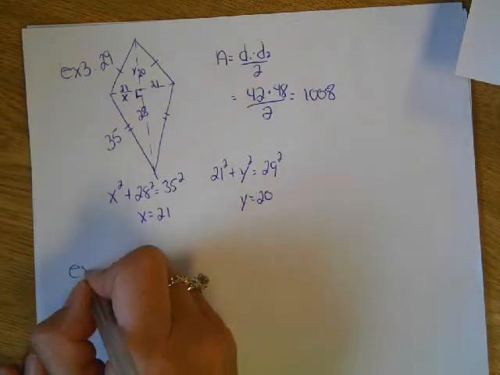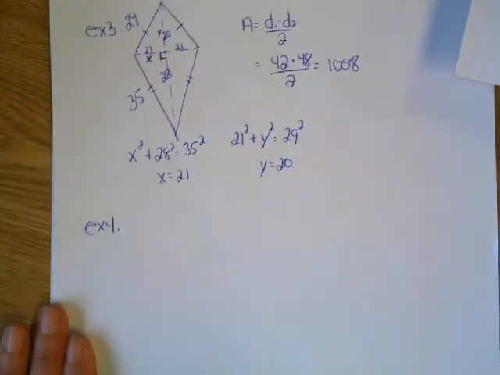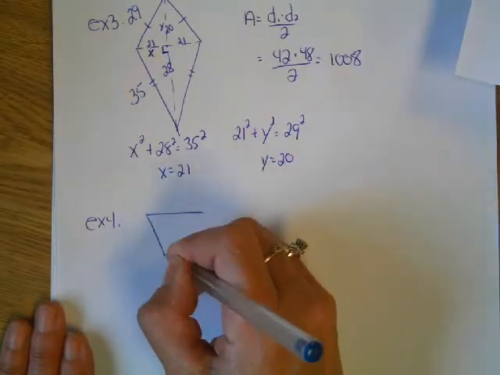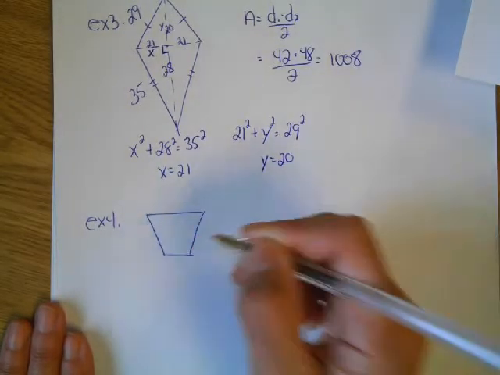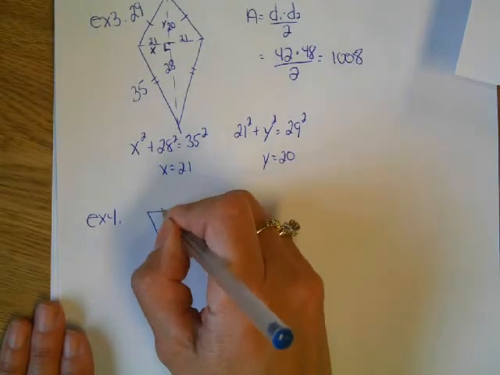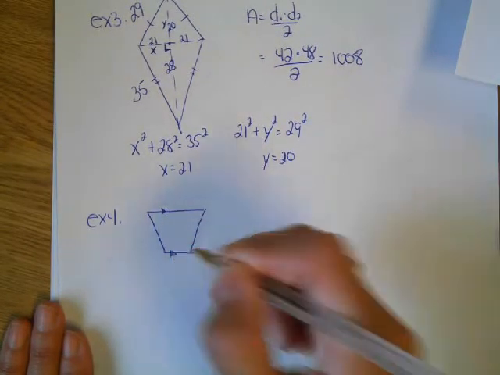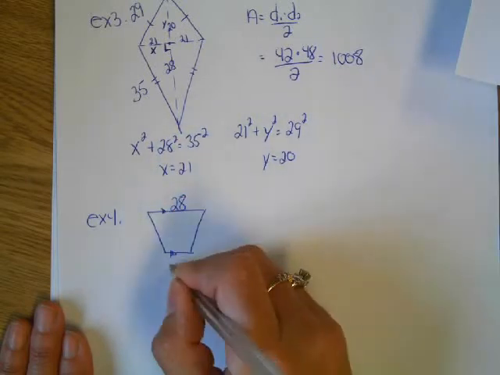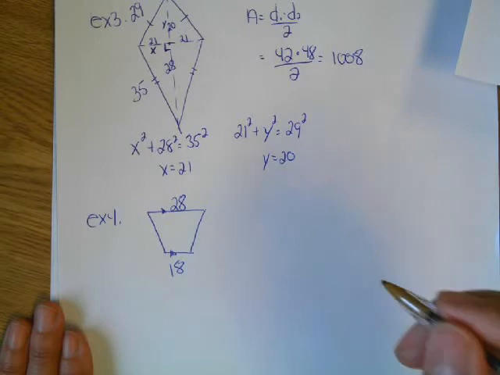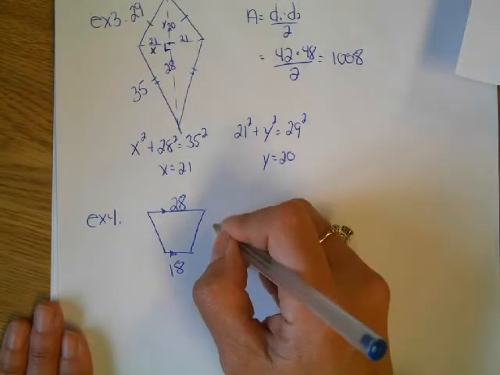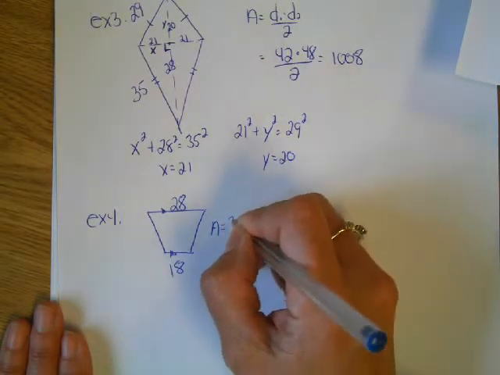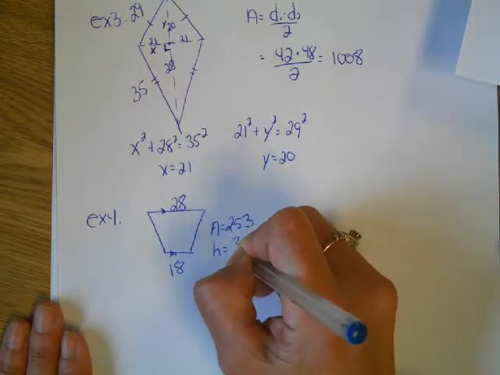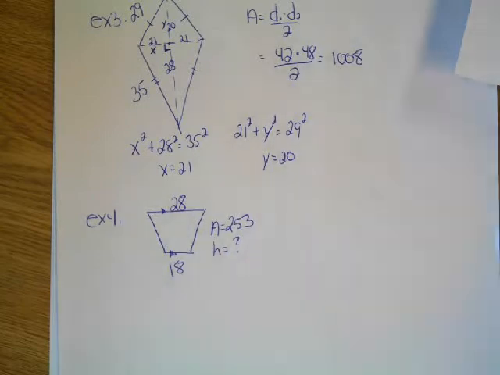Number 4, just a lot of examples, lots of algebra, not on summer vacation yet. We haven't done much with the old trapezoid. Parallel, just in case they don't look like it, we'll go 28, 18. The area is 253. Can you work backwards and find the height?